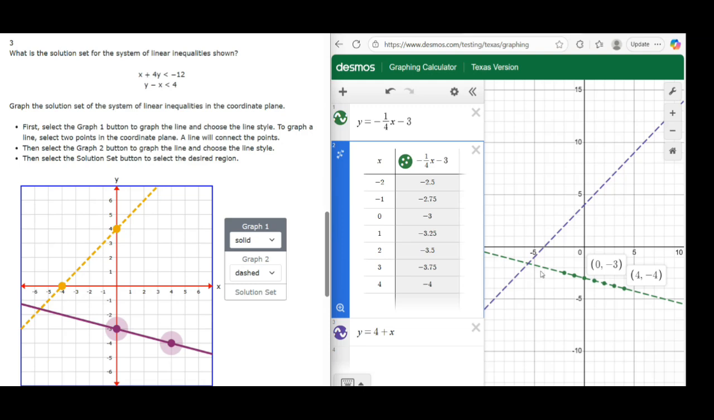There we go. And this is dashed, so I need to change it to dashed. And we said earlier they were both less than. And so this is the shaded area, so the solution set is right there. There we go.